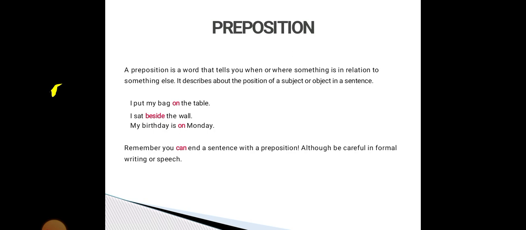What is a preposition? A preposition is nothing but a word that tells you when or where something is in relation to something else. The preposition sits between the noun and pronoun. It describes the position of a subject or object in a sentence. For example, I put my bag on the table. Here, on is the preposition.